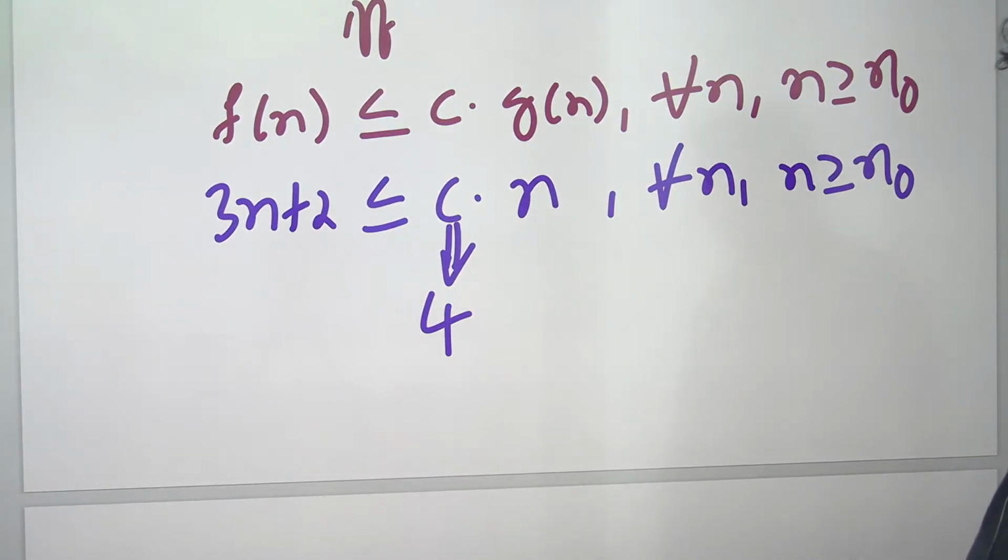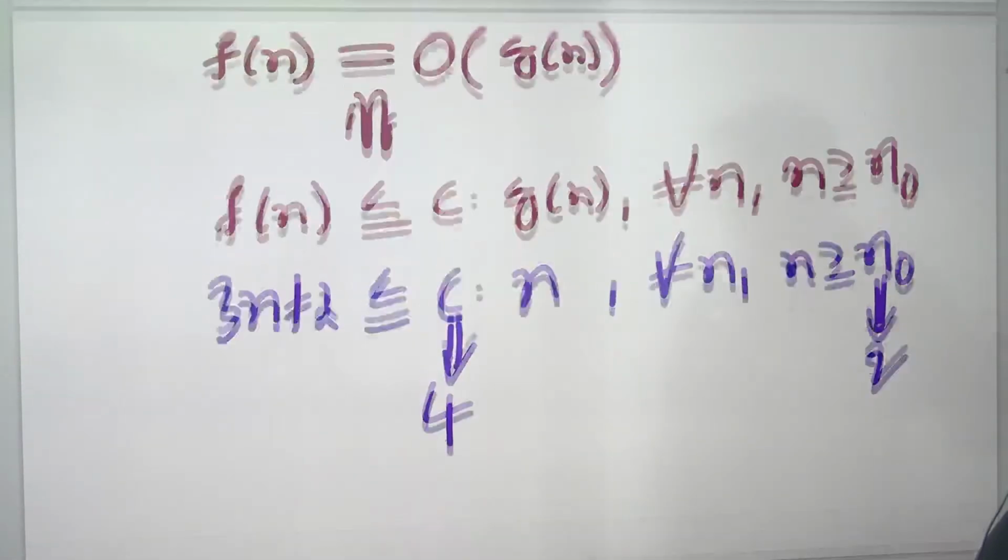Let me try. If I keep n value 1, will it work? For n value 1, left side is 5, right side is 4. No, it is not working. For n value 2, left side is going to be 6 plus 2, 8. Right side is 8. I think n0 value is 2. From 2 onwards it is working. Check: 1 not working, 2 onwards working.